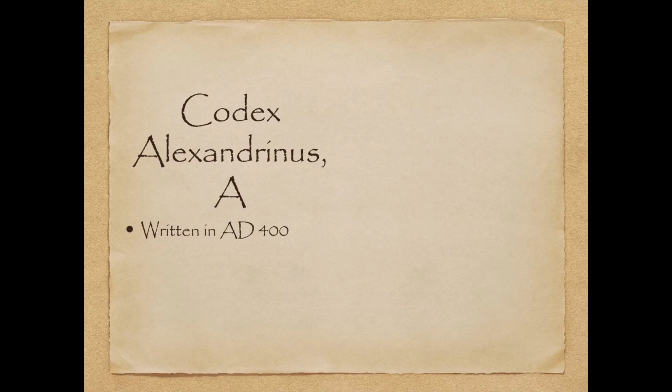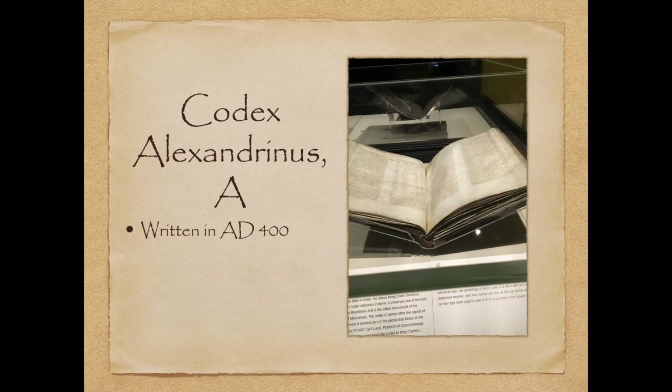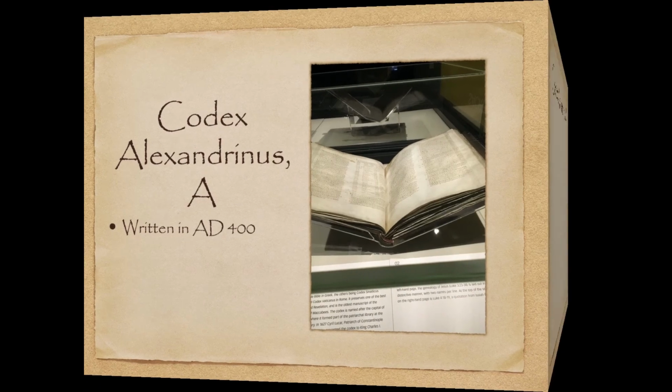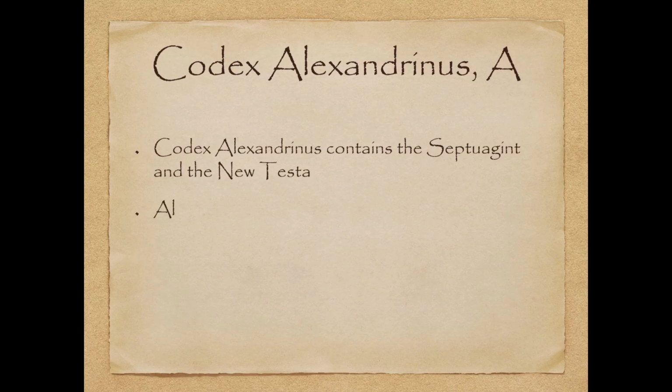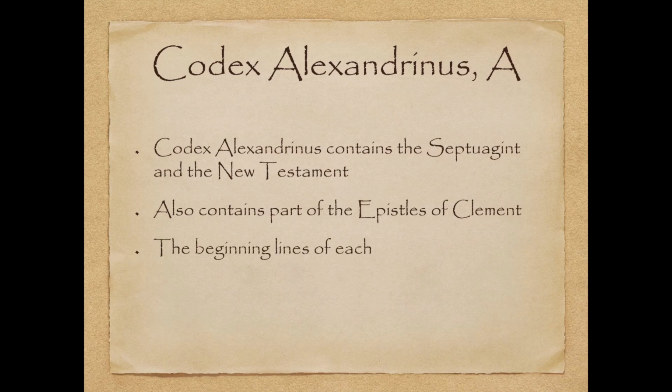Codex Alexandrinus, which was written in AD 400, is also kept in the British Library, and I've also seen this codex as well. Codex Alexandrinus contains the Septuagint and the New Testament. It also contains part of the epistles of Clement. The beginning lines of each book are written in red ink, and sections within the book are marked by a larger letter in the margin. It was written in unsealed text.